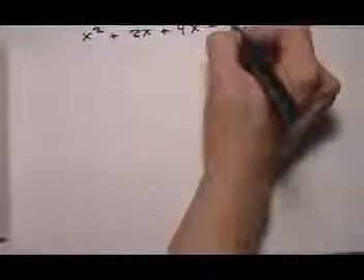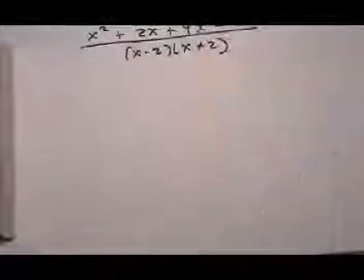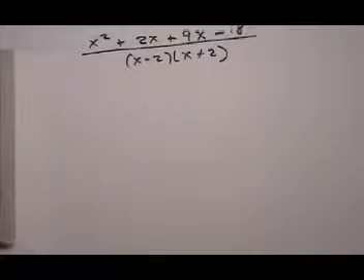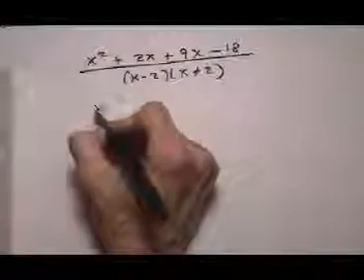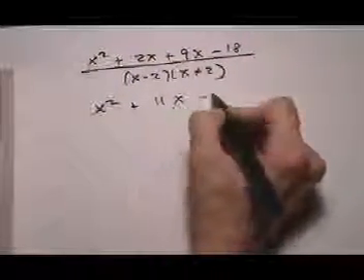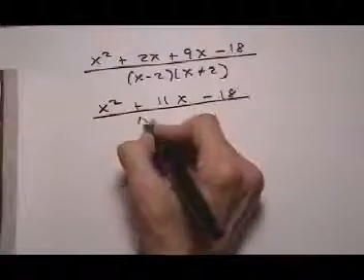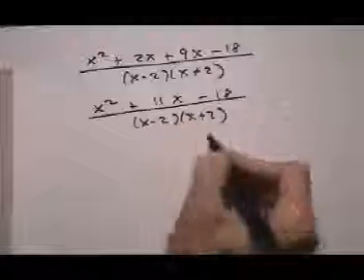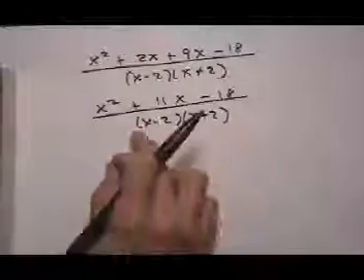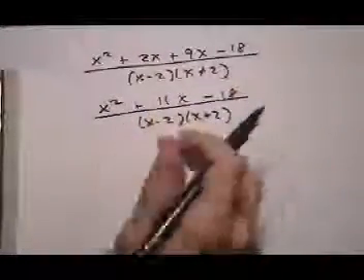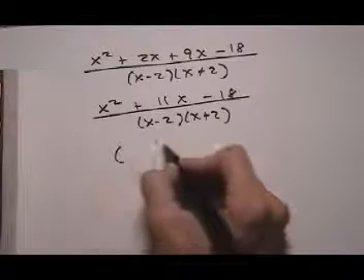So again what we have is x squared plus 2x plus 9x minus 18 all over x take away 2, x plus 2. And now we're going to collect these like terms, the 2x and the 9x. So we get x squared plus 11x, take away 18, over x take away 2, x plus 2. And now we want to factor the top, because we'd like to see if we can get an x minus 2 or x plus 2 up here and cancel it with the bottom. So trinomial factoring.